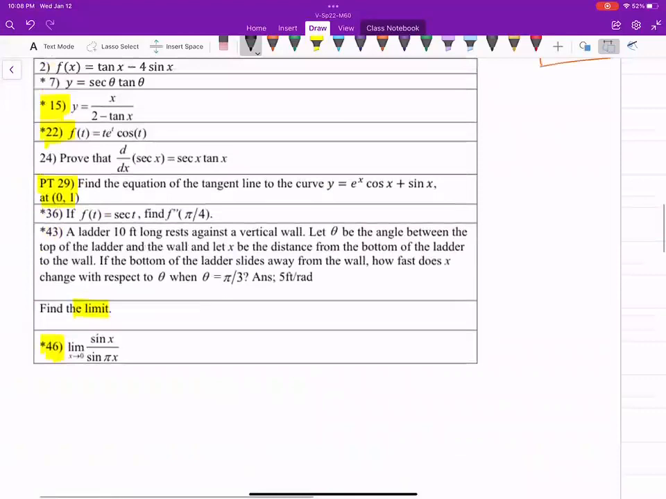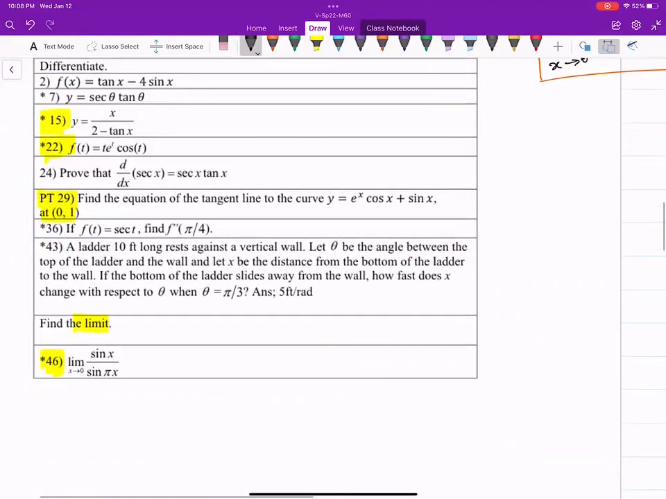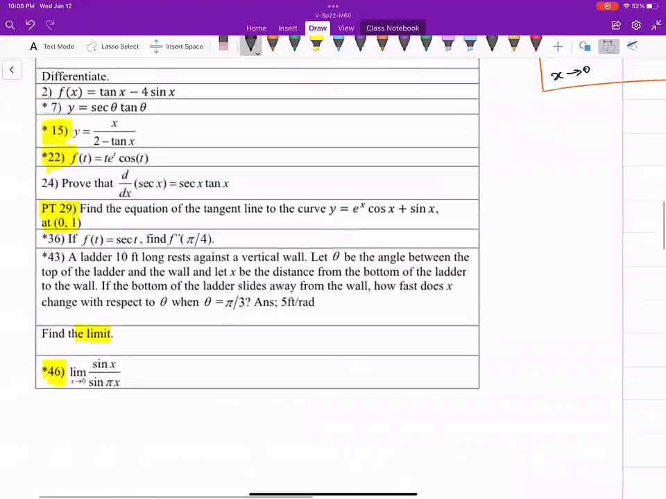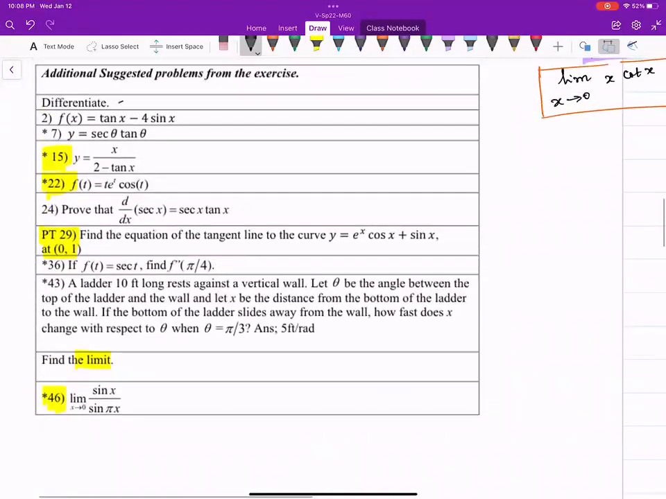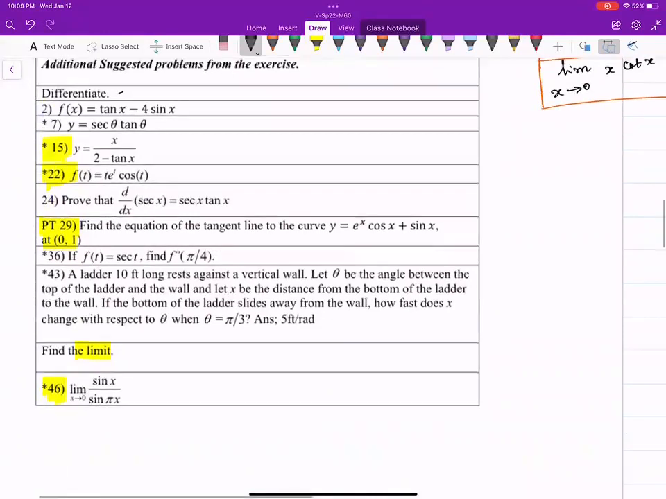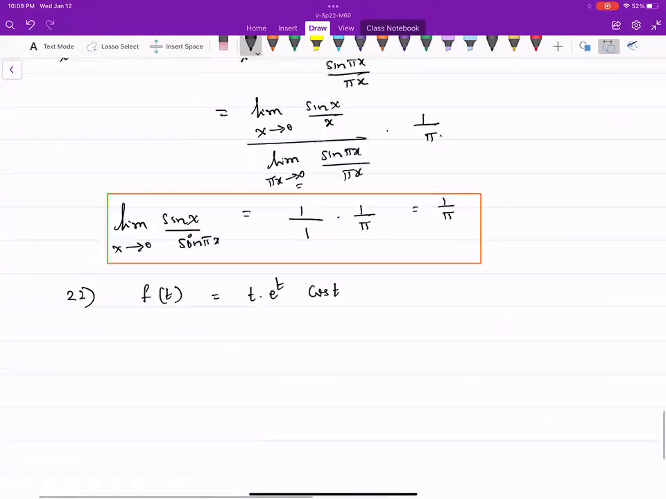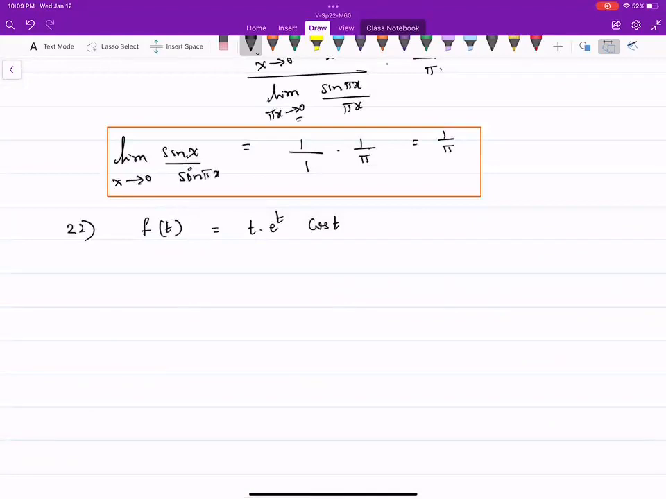Let's try another problem where we have a product of 3 functions. If you look at problem number 22, the question is asking us to find the derivative of t e to the t cosine t. So it's a product of 3 functions. So how do we extend the product rule to a product of 3 functions? So it is something like u, v, w, right? This is u and v and w, right? So what is the product rule that we have seen before for two functions?